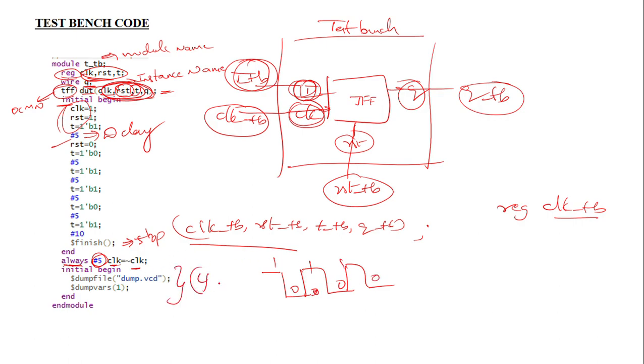These last 4 lines are used to generate the waveform in EDA Playground. If you are running this code in EDA Playground you have to write these 4 lines. If you run this code in other tools like Vivado or anything else, you can simply ignore these 4 lines. And the last is end module.